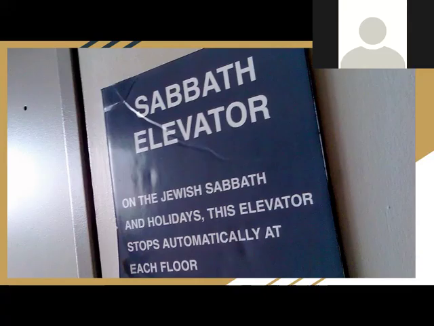But here you can see on the screen in front of you, this is a typical kind of placard that they sometimes put in elevators that are Shabbos elevators. It's a Shabbos elevator on the Jewish Sabbath and holiday. This elevator stops automatically at each floor. And if you live in larger Jewish communities where you perhaps have a large number of Jewish residents in a multi-story apartment building, you will sometimes find Shabbos elevators in those buildings as well, in order to meet the needs of the Sabbath observant residents.